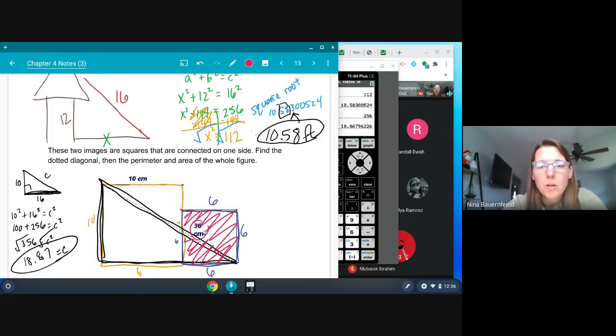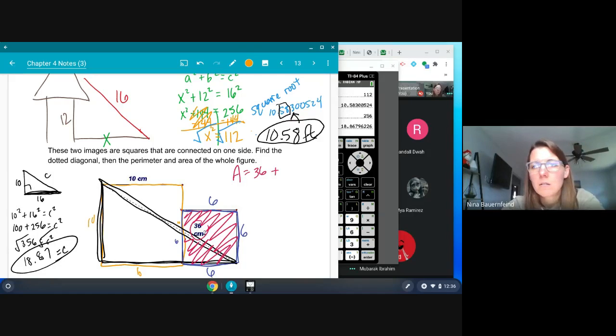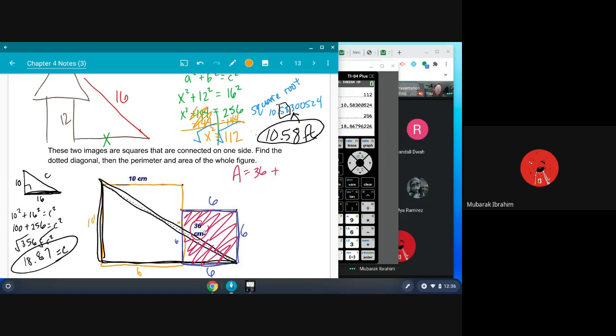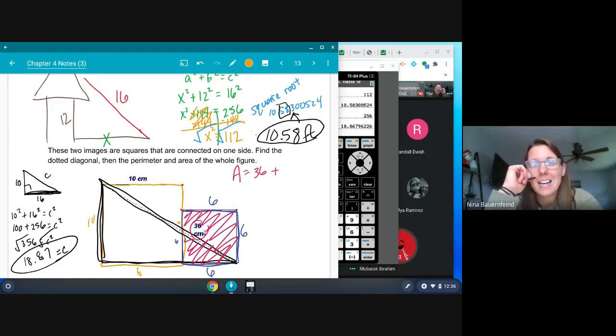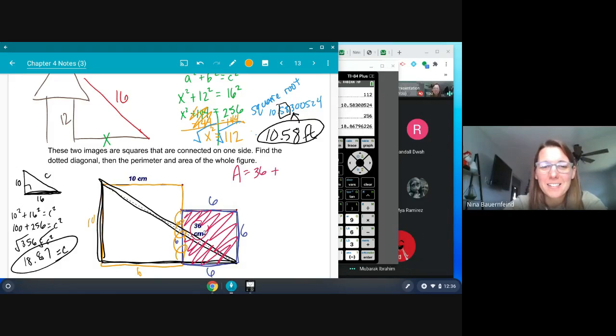What's the area of the orange one? 60. Mm. How did you get 60? Hold on. It's 10 times 10, right? Oh yeah, my bad. I was looking at the 6. I know. You were looking here, right? Yeah. So 10 times 10 is 100, right? Yes. So we got plus 100. So the area is 136 centimeters squared.